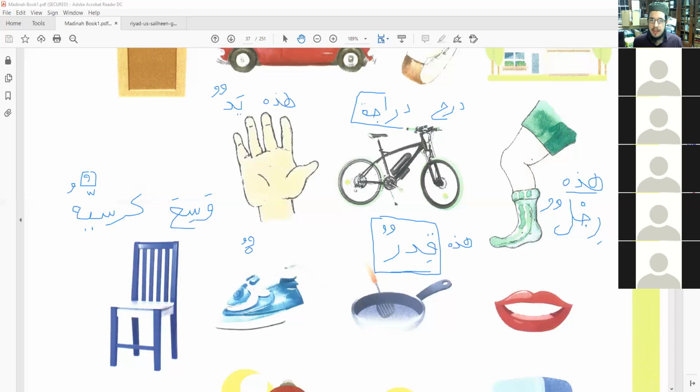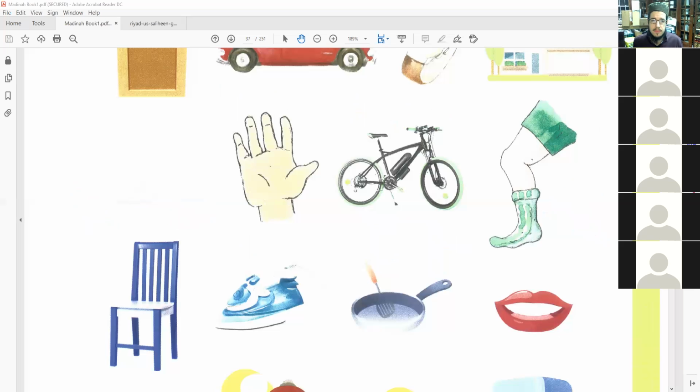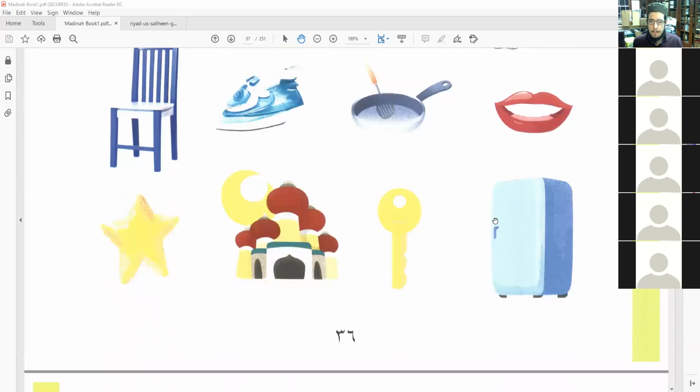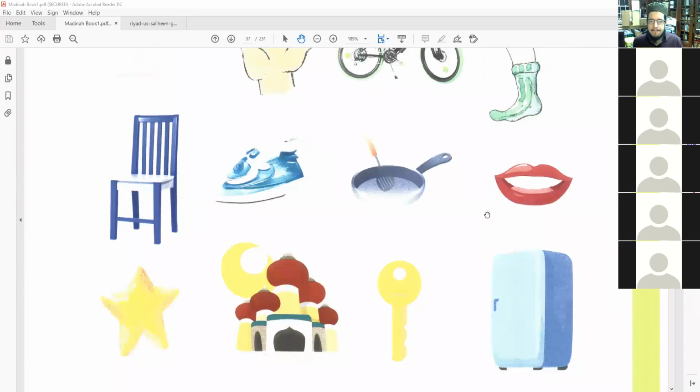Does anybody have any other questions? Quick question. In my language, we can take any word from any language and use it as our own word. For example, if I want to say bulb, I can say "ye bulb hai." Can you do this in Arabic also?